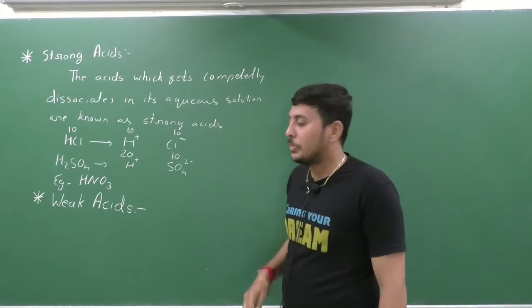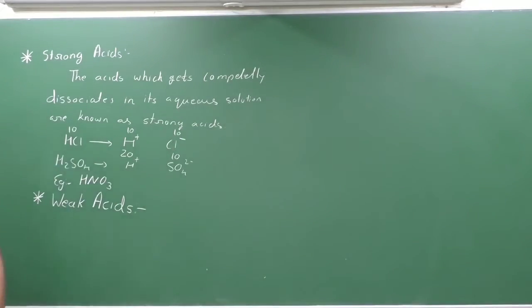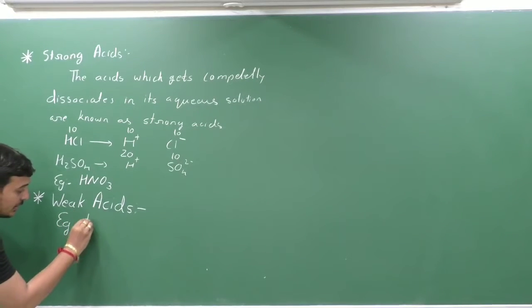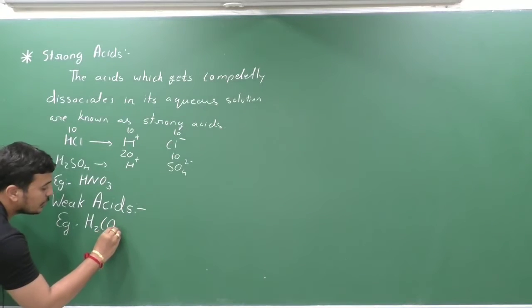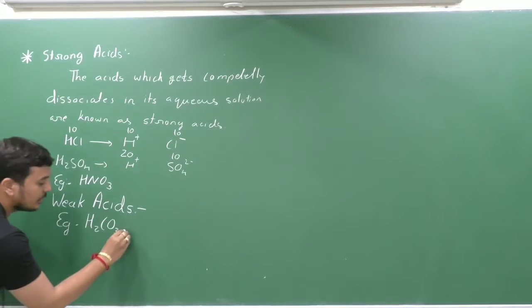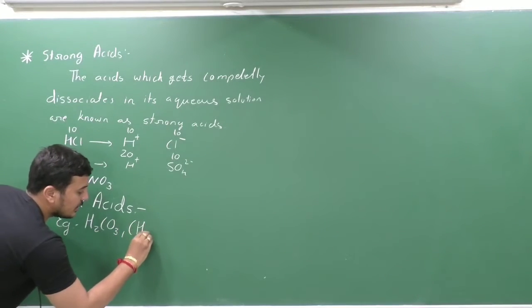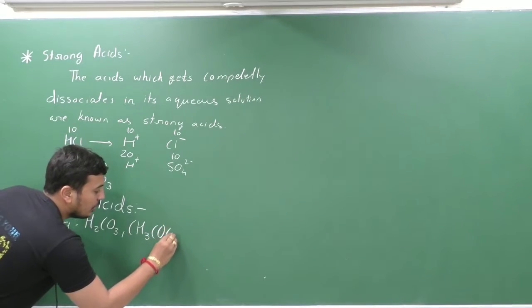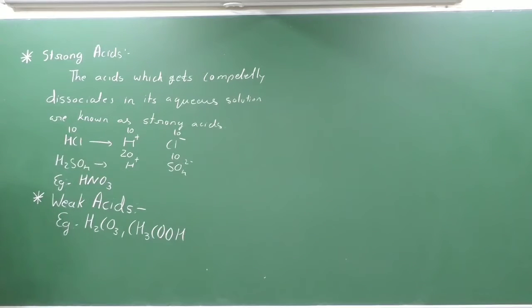Write down the examples of the weak acid. What are the examples of the weak acid? The examples of the weak acids are H2CO3, that is carbonic acid. We have another weak acid, that is CH3COOH, that is ethanoic acid.